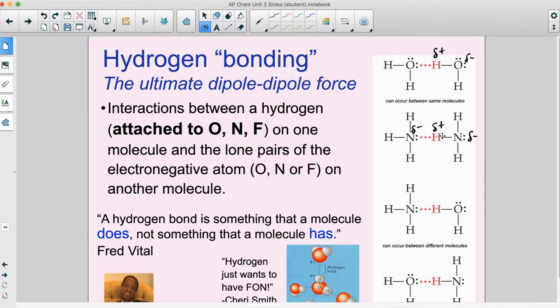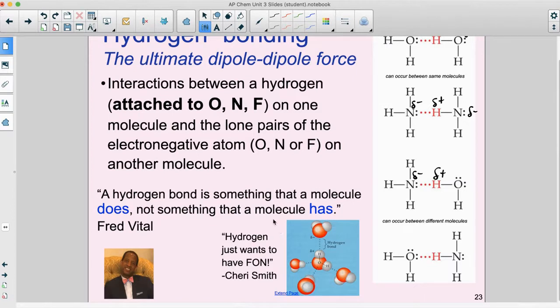So remember, intermolecular forces mean forces between molecules. We can also have hydrogen bonds between different molecules, different substances. So here, if water can hydrogen bond, it has a partial positive charge on this hydrogen, it can be attracted to the lone pair of ammonia here, which is partially negative. Just remember, hydrogen bonds are something that a molecule does rather than something a molecule has, and hydrogen just wants to have fun. Those are two good quotes from friends of mine that I've stolen and shared with my students because they're good ways to remember things about hydrogen bonding.